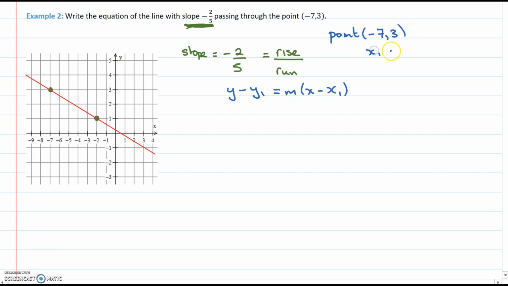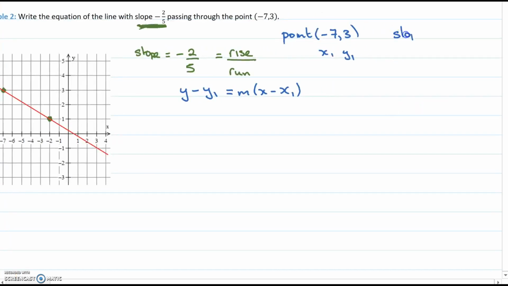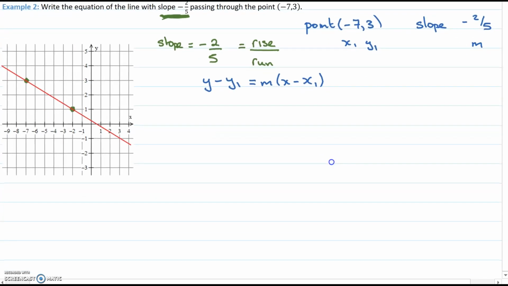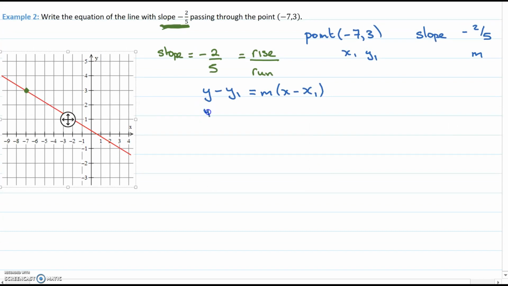So that's x1, y1. And we already know the slope is negative 2/5. And that's our m. So we're going to start filling those different bits and pieces in. So we're going to have y minus y1, which is 3, equals m, which is negative 2/5, on x minus x1. Now x1 is minus 7, so it's going to be x minus minus 7. Minus minus is plus, so x plus 7.